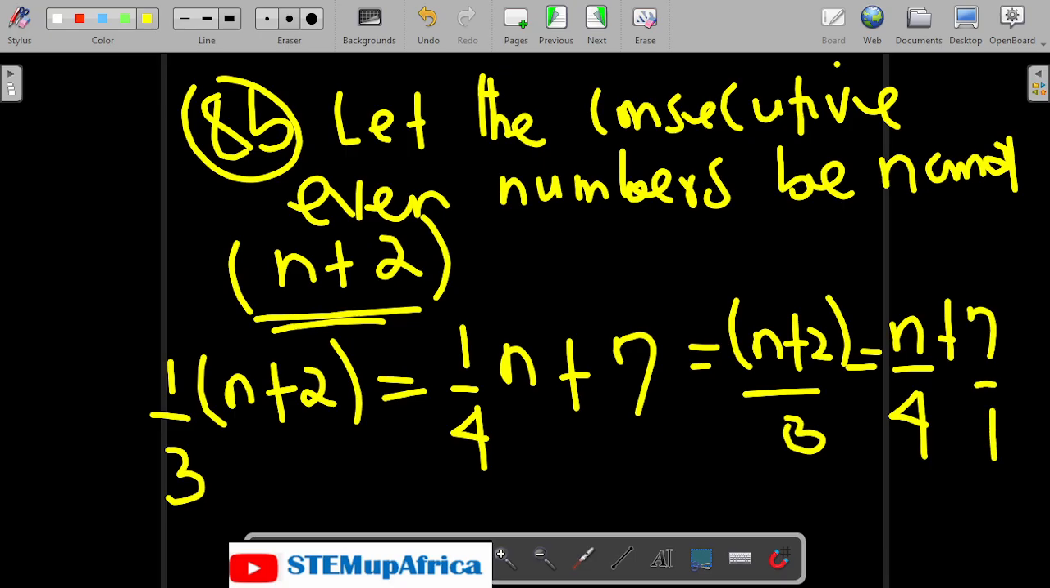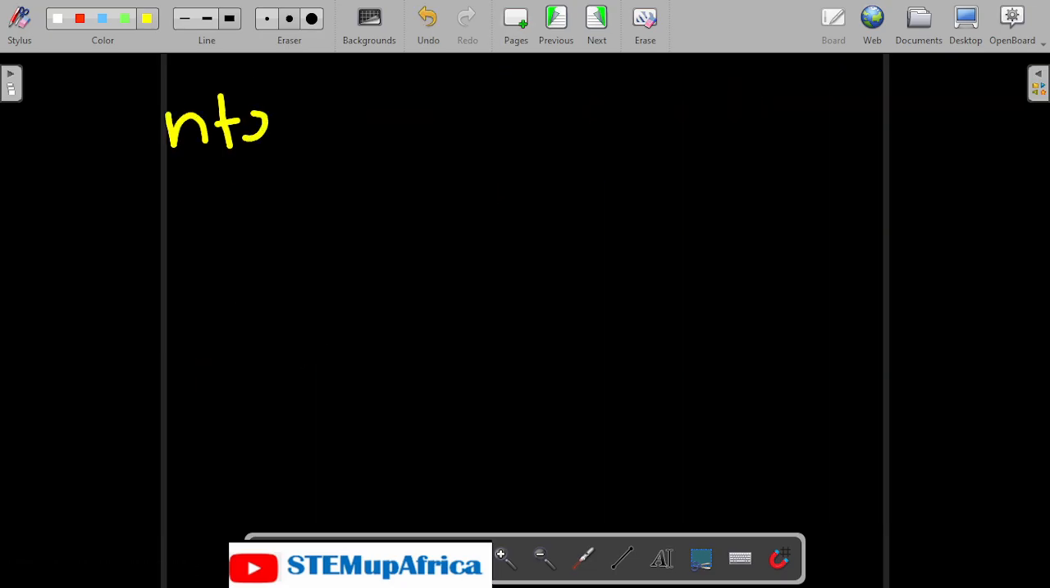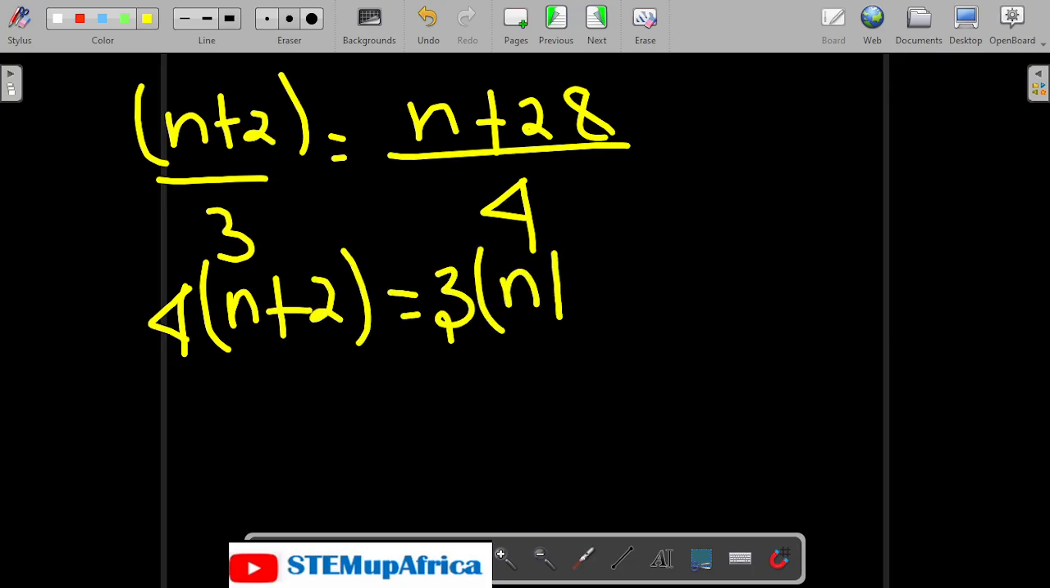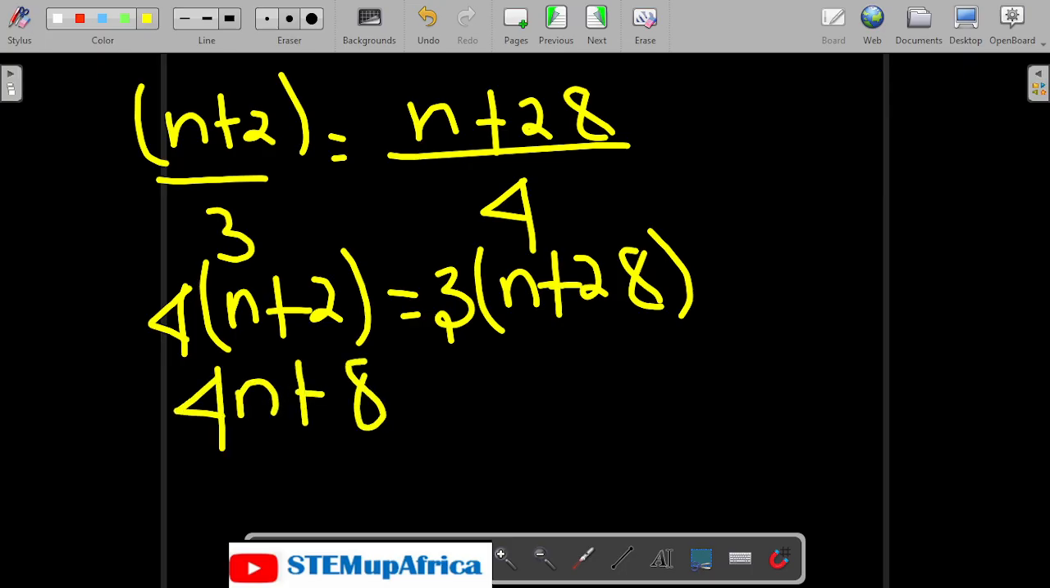Yes, over 1. I can take my LCM on the right hand side, and the LCM is 4. So I'm going to have n plus 2 over 3 equals n plus 28 over 4. From here, I can simply cross multiply. I will have 4 into n plus 2 is equal to 3 into n plus 28. If I expand the bracket, I'm having 4n plus 8 is equal to 3n plus, what is 3 times 28? That will give us 84.